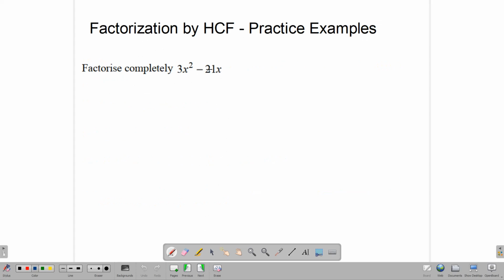So look at 3 and 21. The highest number that can divide 3 and 21 is 3. And let's look at the letters. Here we have x squared and x. So we choose the lower one, which is x. And now what we're going to do is to divide this expression by 3x. So we're going to open a bracket and we're going to divide 3x squared by 3x.